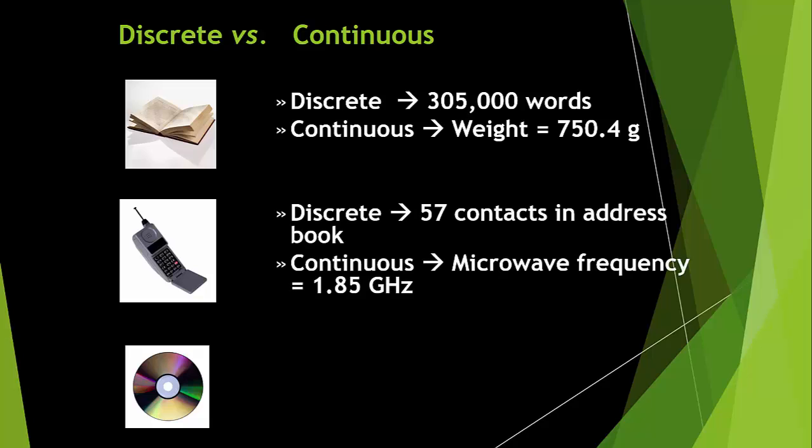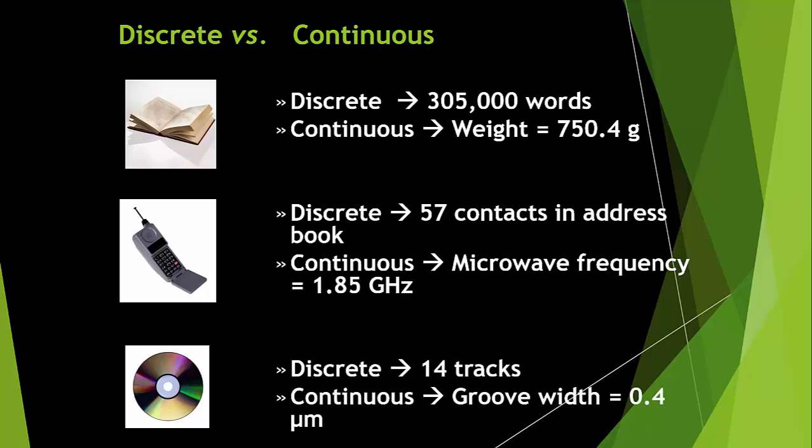For the mobile phone, an example of discrete data could be the number of contacts in the address book, whereas the continuous data might be the frequency of the electromagnetic waves that I use to communicate between phones. And finally, for the CD, an example of discrete data might be the number of tracks, whereas continuous might be a measure of the width of the grooves here in micrometers.